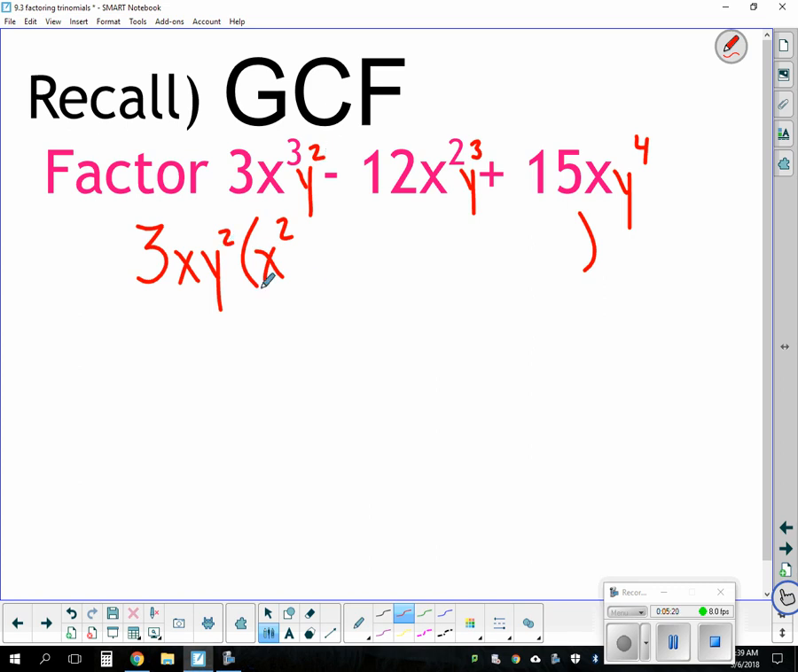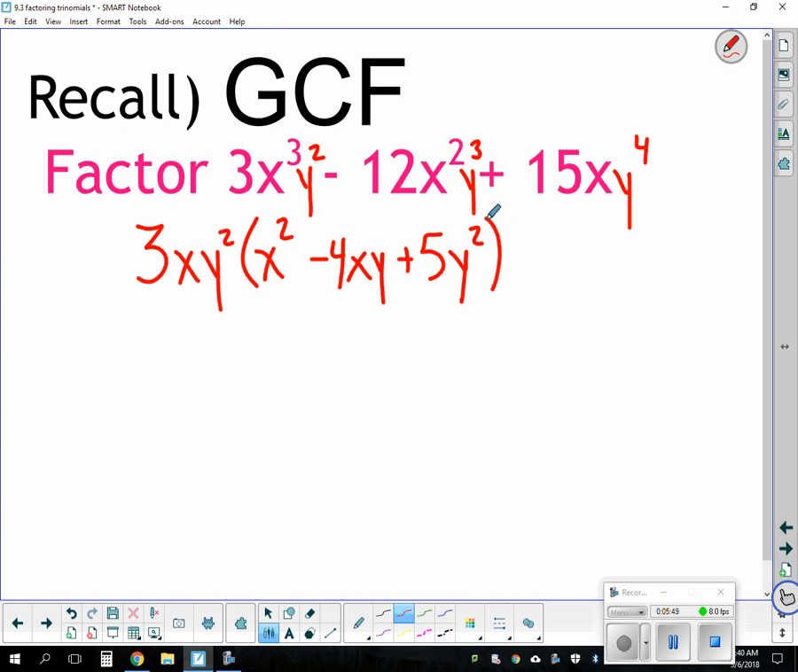Y squared divided by y squared cancels. Negative 12 divided by 3 is negative 4. X squared divided by x, remember you're subtracting, so that would be to the first power. Y to the third divided by y squared, that's y to the first as well. Remember you're doing this with each one, so now do it with the 15. 15 divided by 3 is 5. Your x's would completely cancel, and you would have y to the second power left.